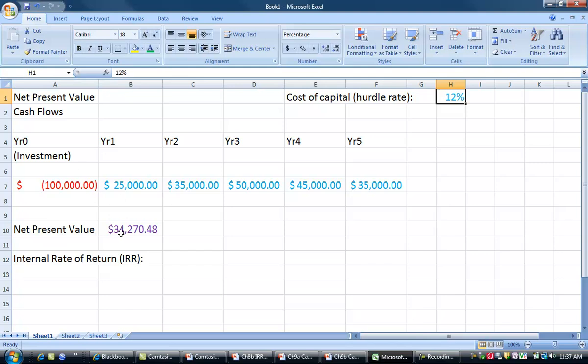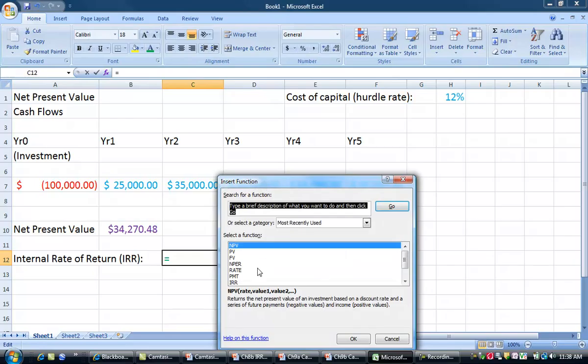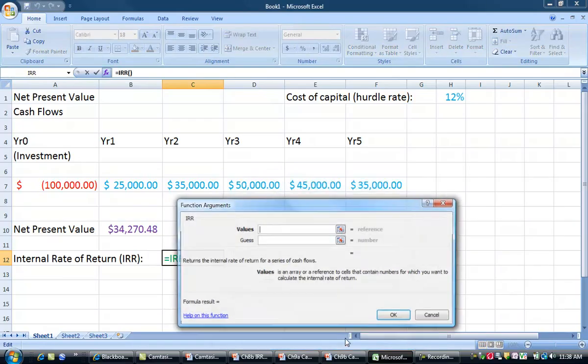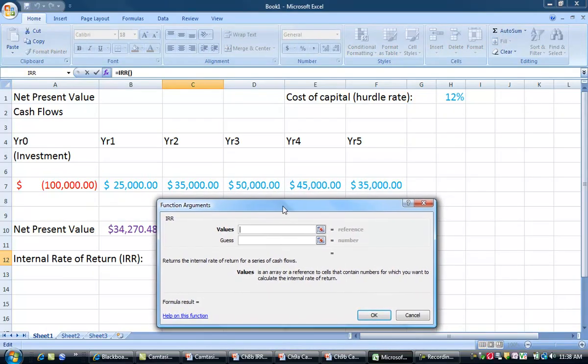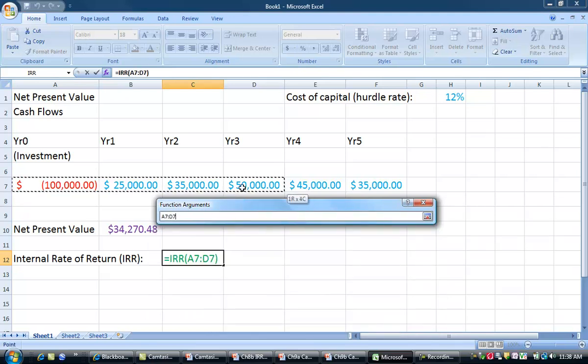This project has a positive net present value. Since it has a positive net present value, we know before we calculate the internal rate of return that the IRR is going to be higher than the targeted 12% cost of capital. And here's how we calculate IRR. We're going to use the IRR function, and it's very simple. It just asks us, where are the cash flows? And in this case, we will include the cash flow in year 0, which was the investment amount of $100,000.